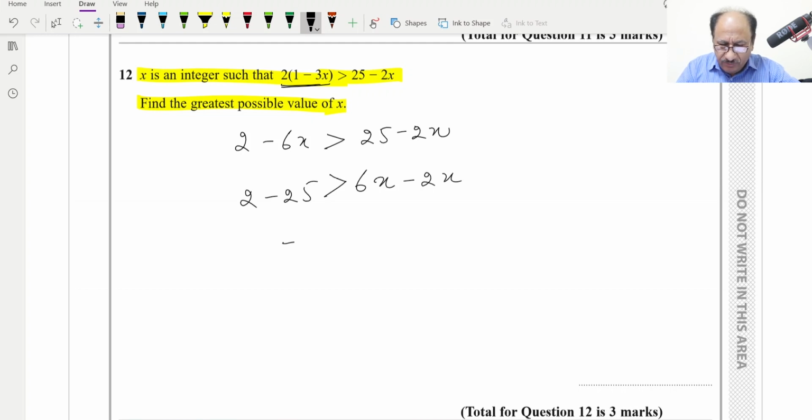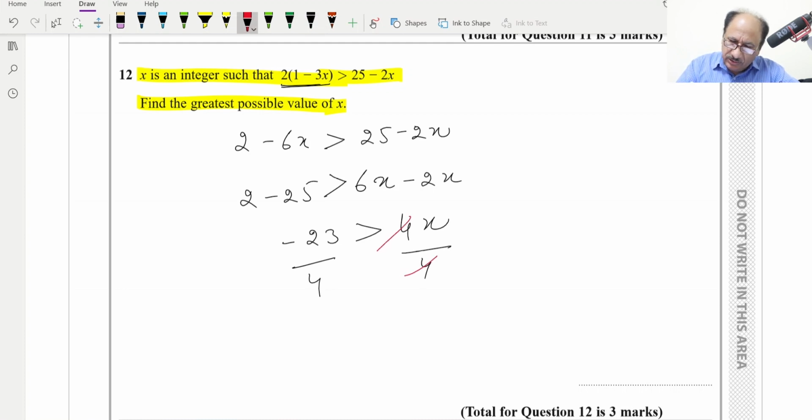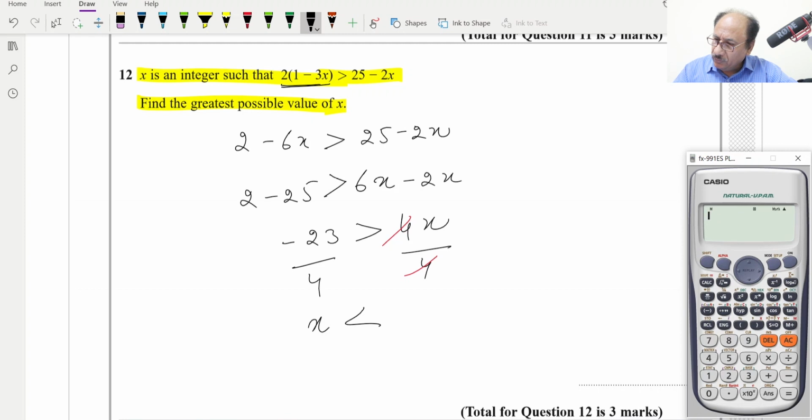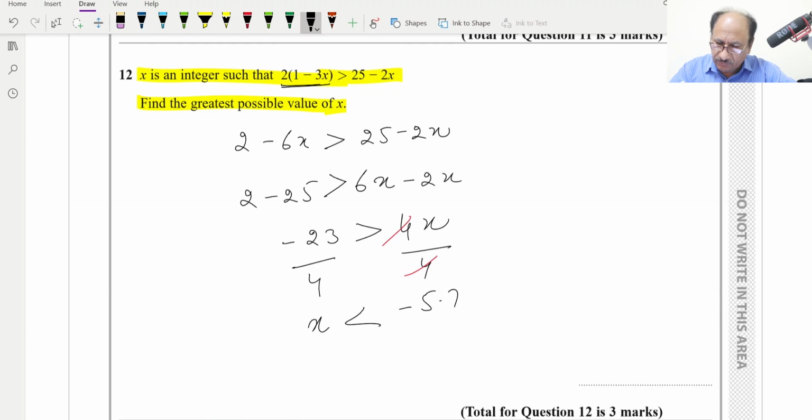So this side will be -23 and this side will be 4x. Divided by 4, this will be cancelled, this will be cancelled, and we can write x is less than -23 over 4. -23 divided by 4 is equal to, the decimal value will be -5.75.